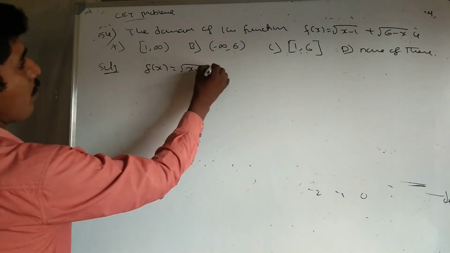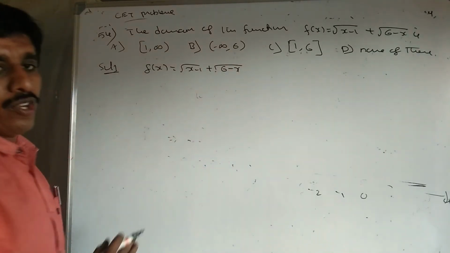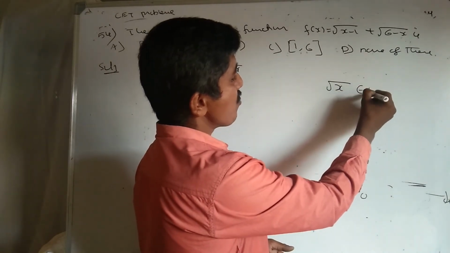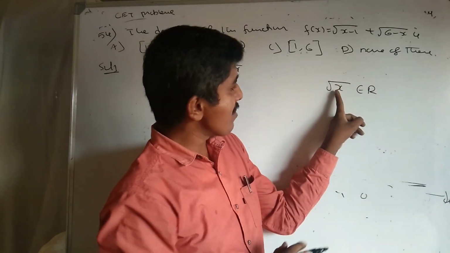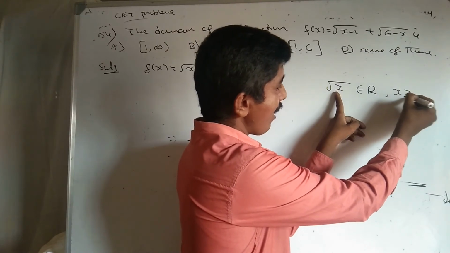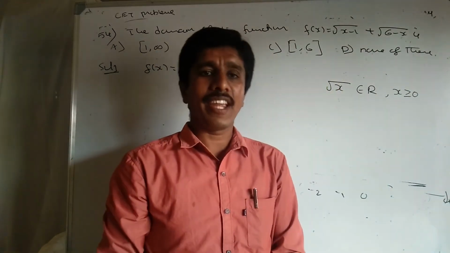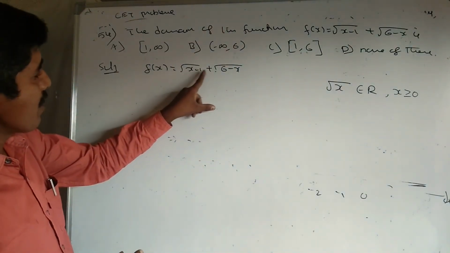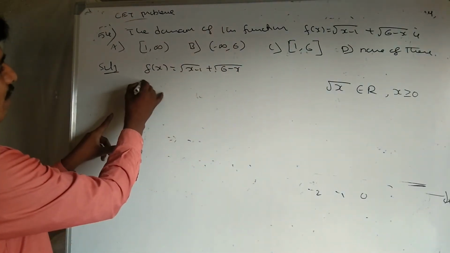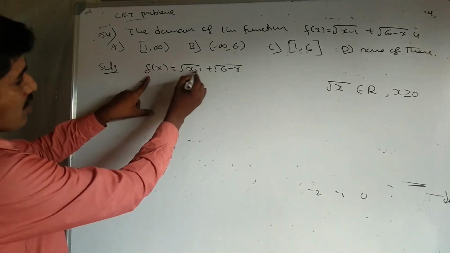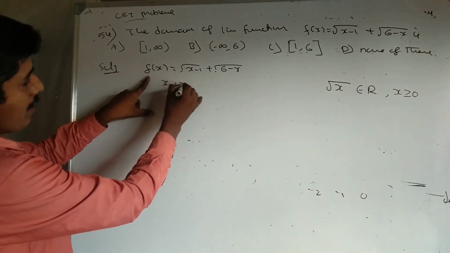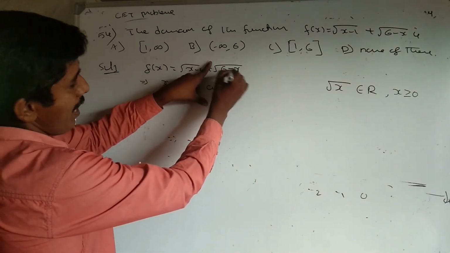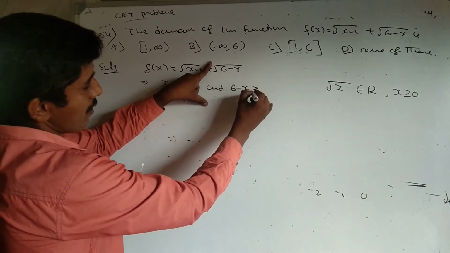Root of x minus 1 plus root of 6 minus x. To find the domain of the function, mind it, for a root of x to be a real number, x must be greater than or equal to 0, that is, non-negative. So the function root of x minus 1 plus root of 6 minus x is defined when x minus 1 is greater than or equal to 0, and 6 minus x is greater than or equal to 0.